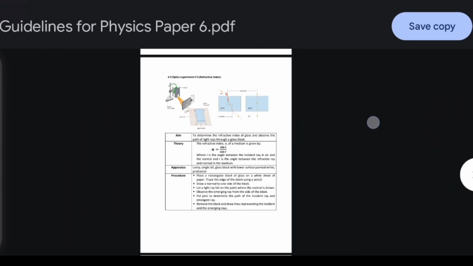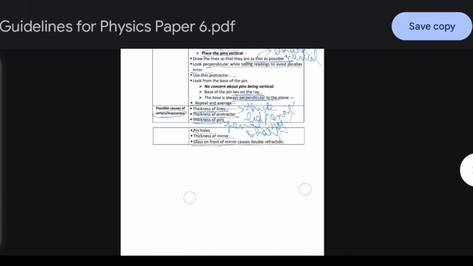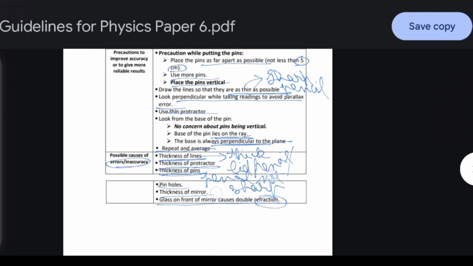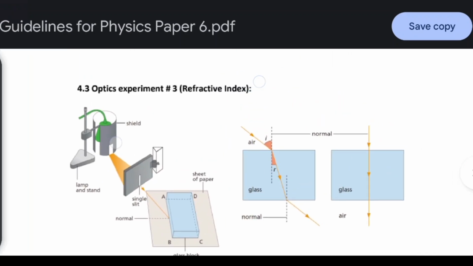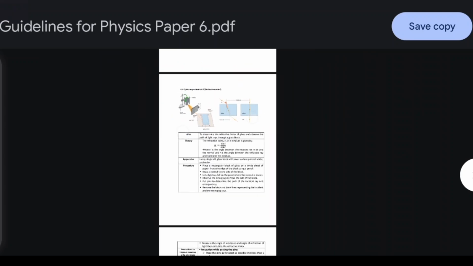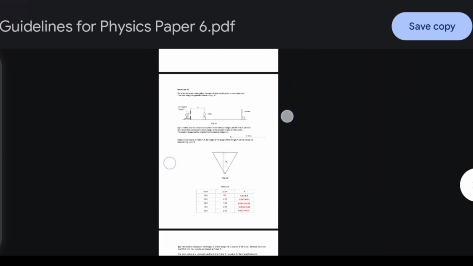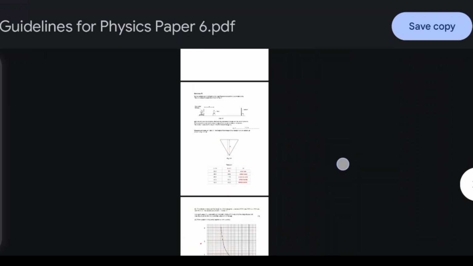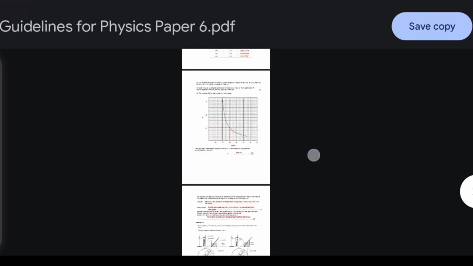Pinholes. Next, this is about refraction. They mentioned refraction here, although we were discussing reflection. Anyway, now let's discuss refraction. I think that's the end. Then there are some questions.